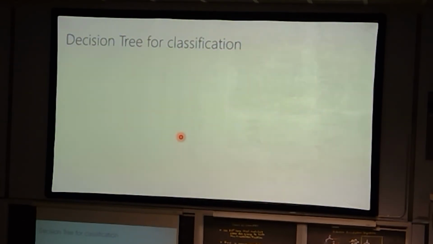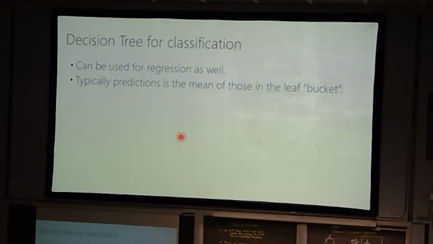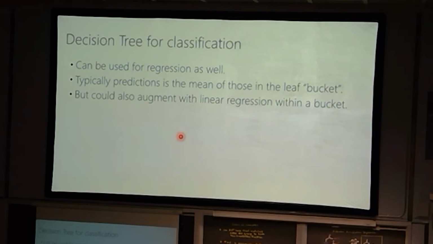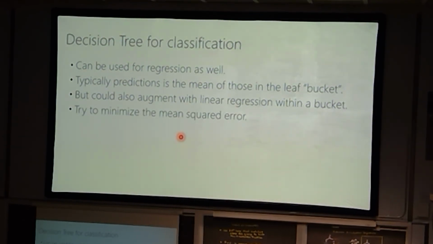And then just one last thing, I mentioned this in the beginning: you can use these for classification, as we've been talking about, but you can also use them for regression. We're not going to go into details, but you could predict the mean of those in the bucket, or you could augment it with linear regression. And instead of minimizing the classification error, you minimize the mean squared error.